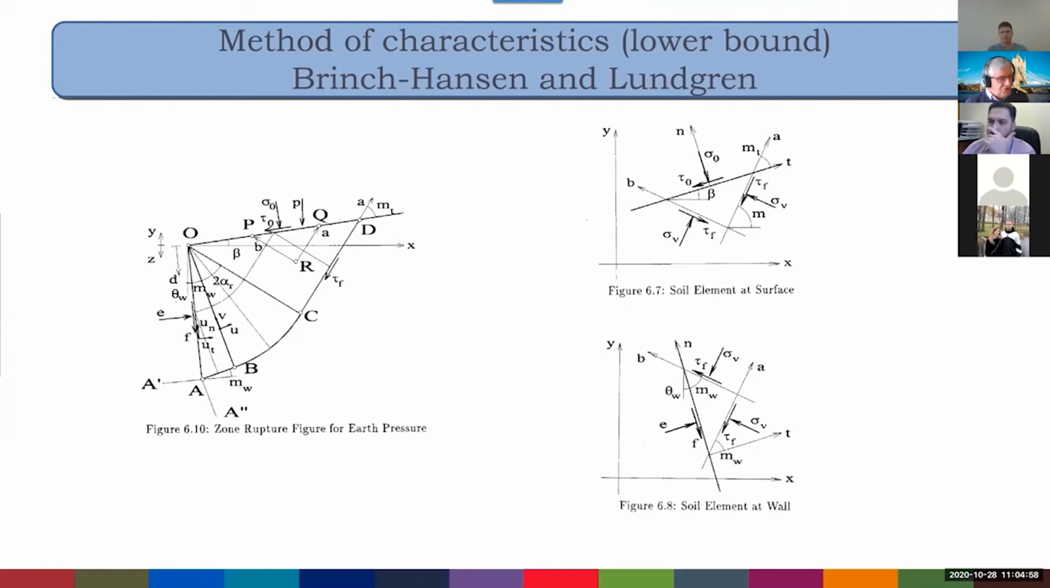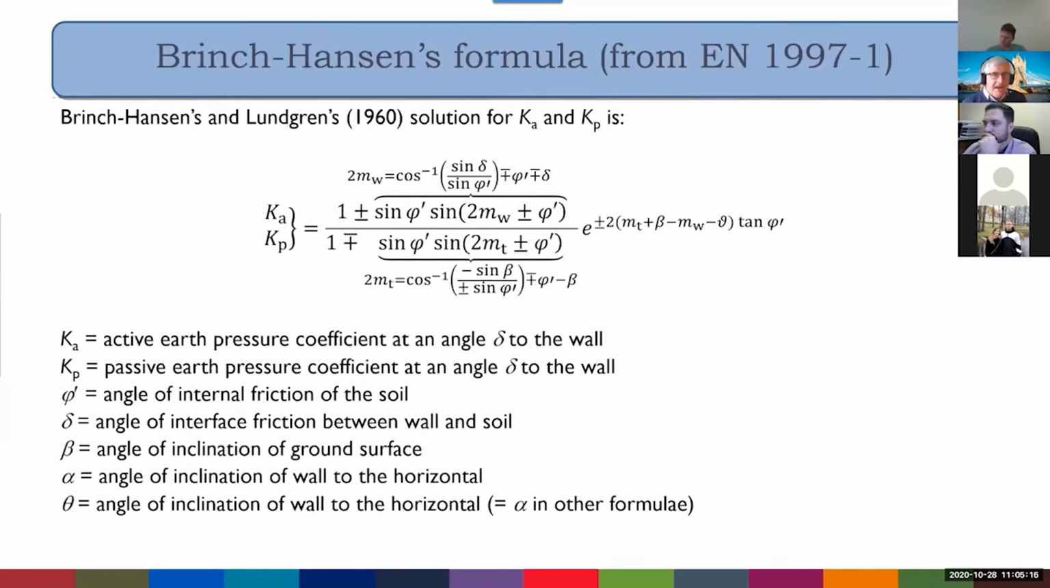And you have various stress characteristics, and the mathematics is done on either the wedge next to the wall, the wedge next to the ground surface, or the fan mechanism in between them. And there's a lot of mathematics behind it, which I have to say I don't quite fully understand, but you end up with a formula. And this formula deals with angle of interface friction between the wall and the soil, inclination of the ground surface, inclination of the wall, and also the angle of friction phi of the soil.